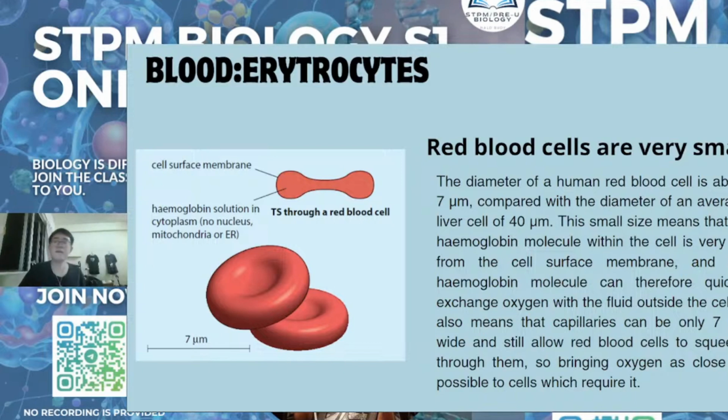Okay. The transport of oxygen and carbon dioxide you will learn in semester 2, chapter 1, gas exchange. So I just want to show that the red blood cell is very small. Why does it need to be very small? So that the distance between the hemoglobin and the plasma membrane of the red blood cell is very close to each other.